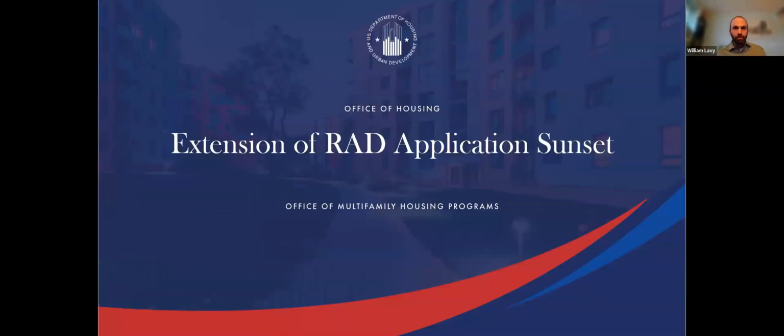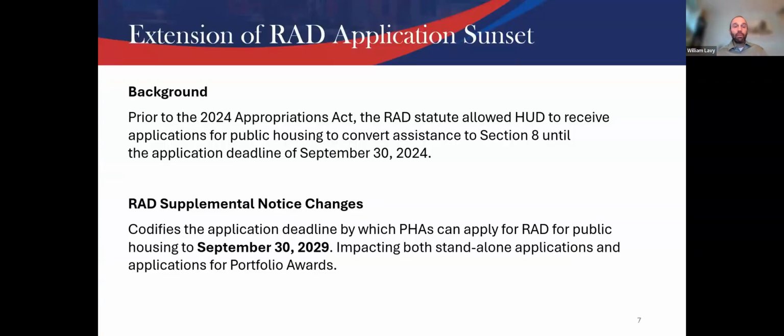Okay, diving in. Extension of the RAD application sunset date. This one's very straightforward. Before the FY 2024 Appropriations Act, the RAD statute allowed HUD to receive new applications for public housing properties wishing to convert under RAD up until September 30th, 2024. Of course, that time has passed. Fortunately, Congress extended that date to September 30th, 2029. So this notice just updates that date, that applications can be received through September 30th, 2029.